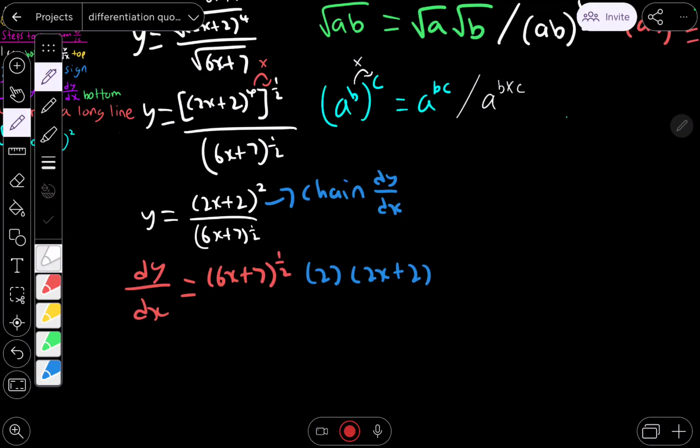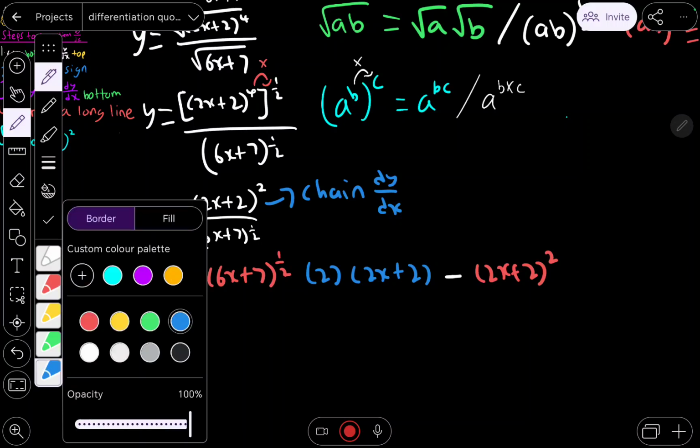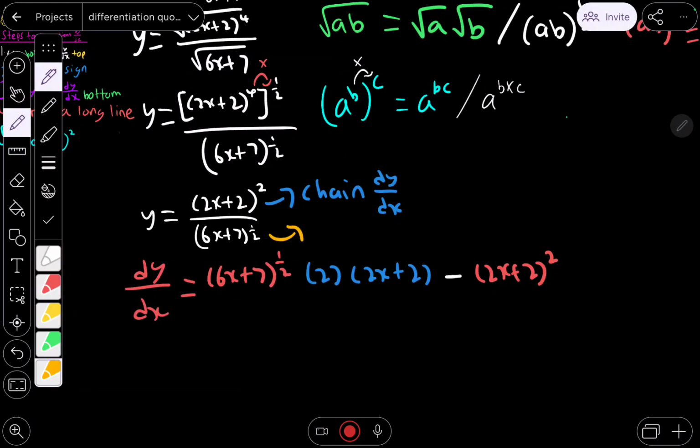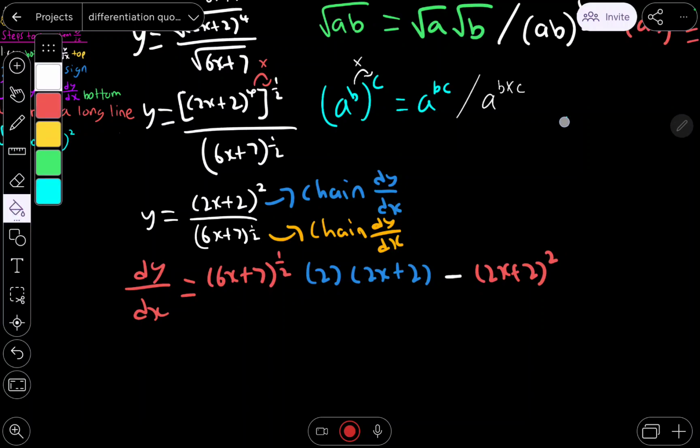So we have done the first step. Now second step, we will add a minus sign, and then we will copy the top and differentiate the bottom. So when we copy the top, it will be 2x plus 2 squared, and then now differentiate the bottom. Ask yourself, what kind of differentiation is this? It is still a chain differentiation. So same thing, power number bring down, power number minus 1, and we differentiate the inside bracket.